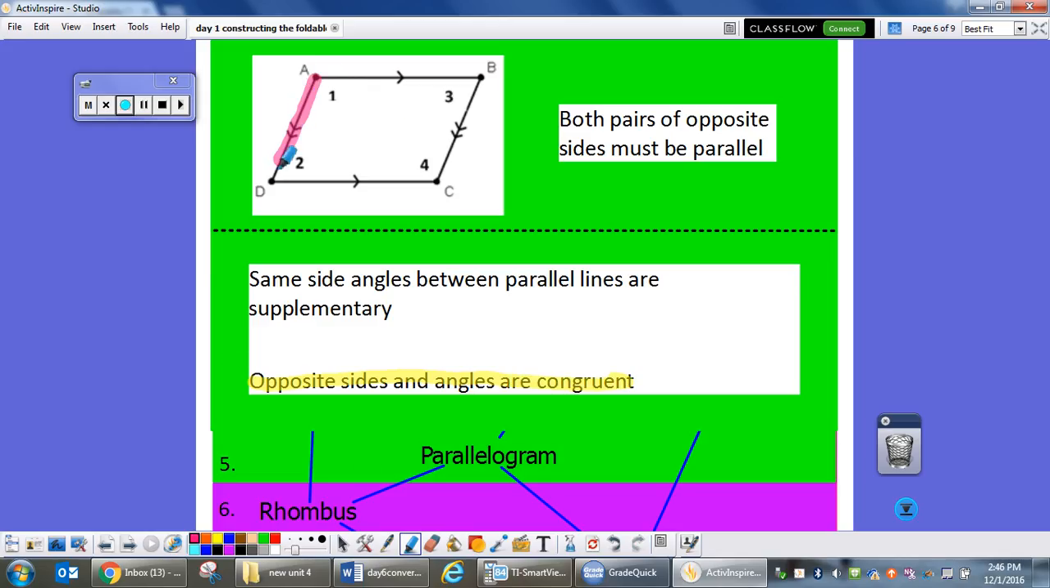So these sides are congruent. They're also parallel. And then these sides are congruent. Okay? And then opposite angles are congruent. So whatever angle 1 is, that's the measure of angle 4. Whatever the measure of angle 2 is, that's the measure of angle 3. So notice how I've marked one with one set of parentheses and the other with 2 sets of parentheses. And your same side angles are also supplementary.